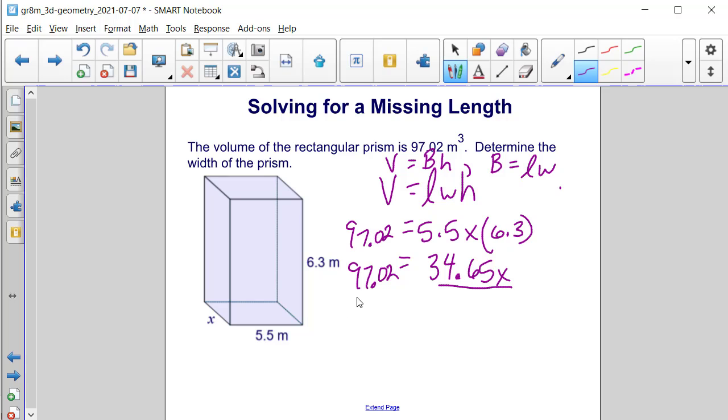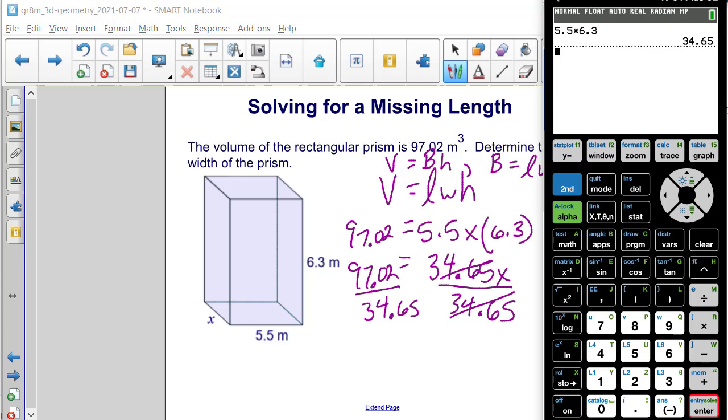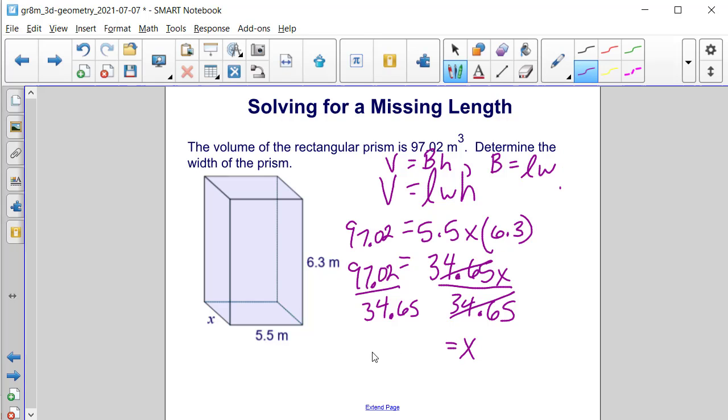Then if we divide both sides by 34 65/100, we'll get x by itself. And the answer here is 2 8/10. So the width would be 2 8/10 meters long.